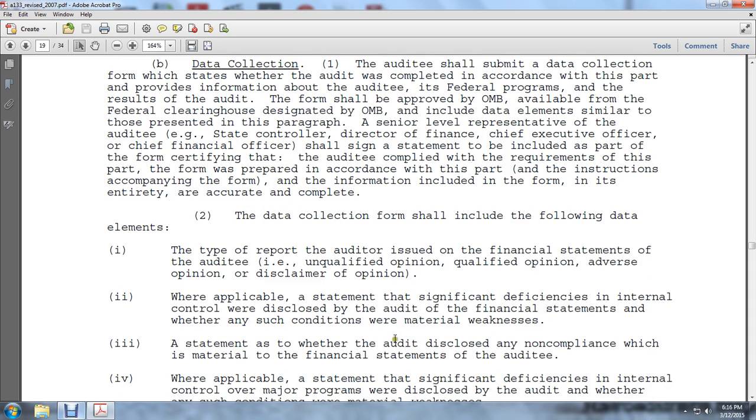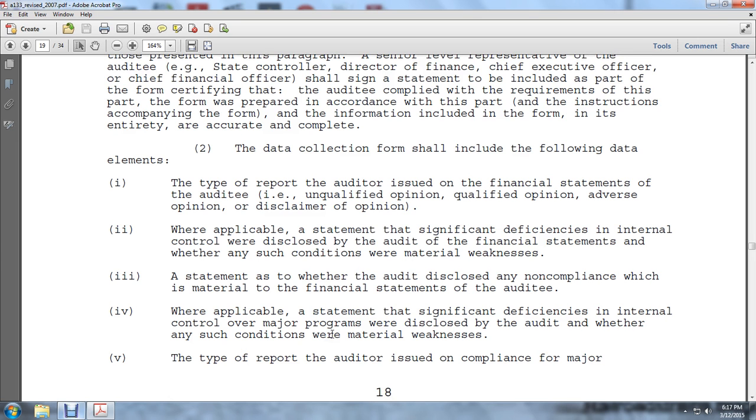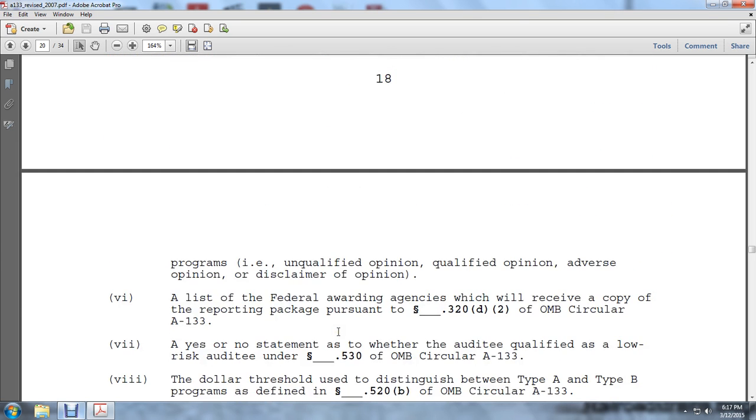3. A statement as to whether the audit disclosed noncompliance which is material to the financial statements of the auditee. 4. Where applicable, a statement that significant deficiencies in internal control over major programs were disclosed by the audit, and whether any such conditions were material weaknesses. 5. The type of report the auditor issued on compliance for major programs: unqualified opinion, qualified opinion, adverse opinion, or disclaimer of opinion.